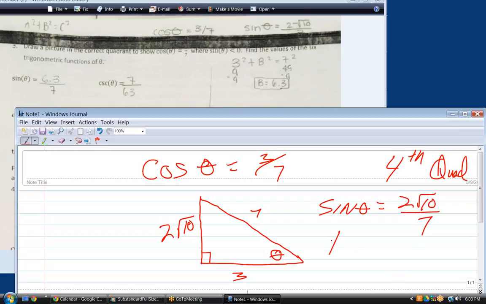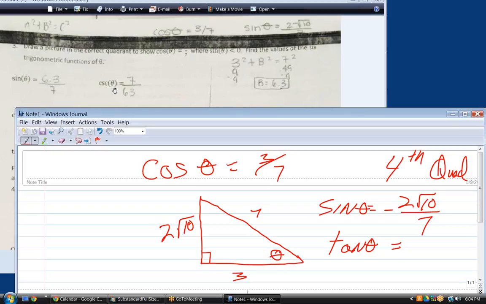Right, I wrote that at the top. Right, well, actually this is negative 2 root 10 over 7. And in fact, you need to put a negative sign there, because it's telling you that sine of theta is less than 0. So the sign has to be negative. Okay, so regardless of how you express it, it's negative, whether it's 2 root 10 over 7 or 6.3 over 7.